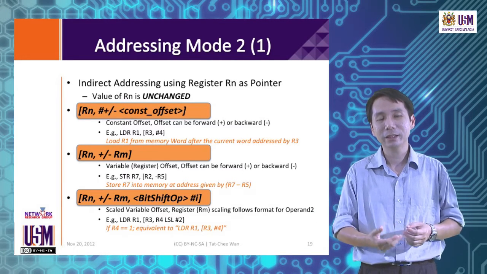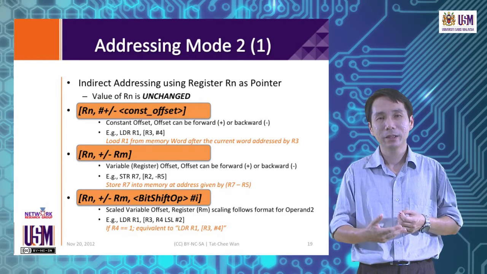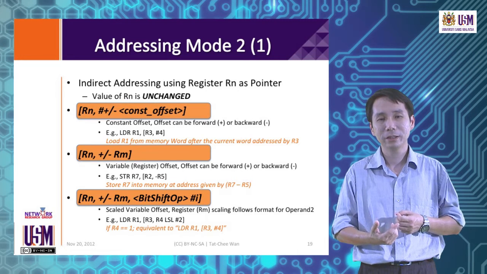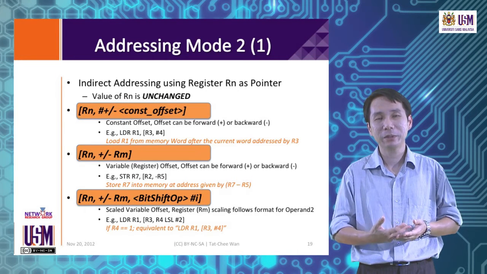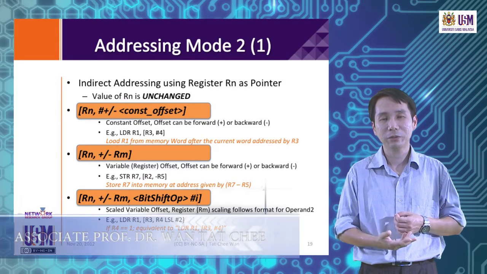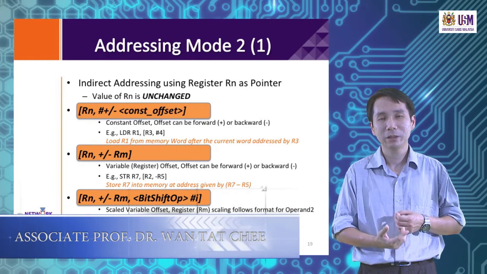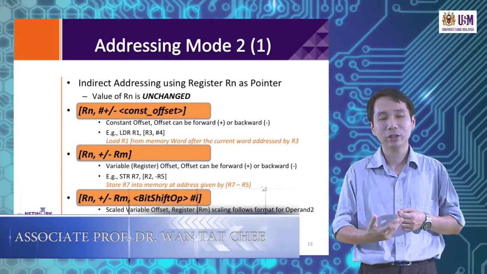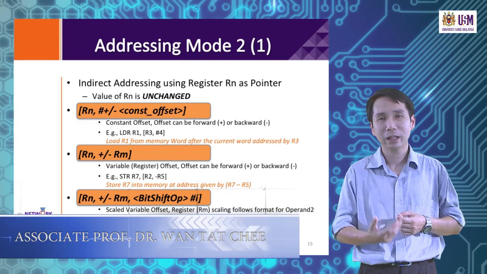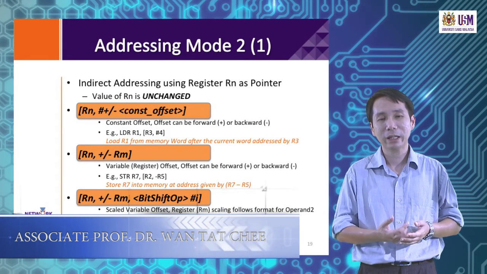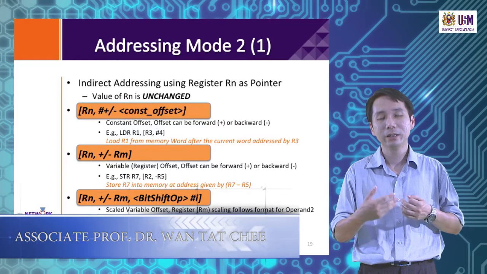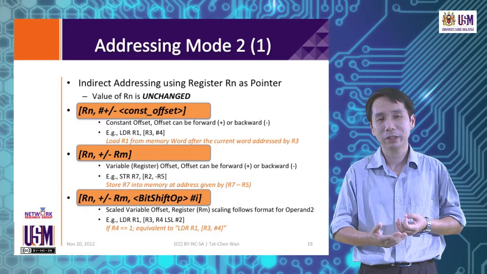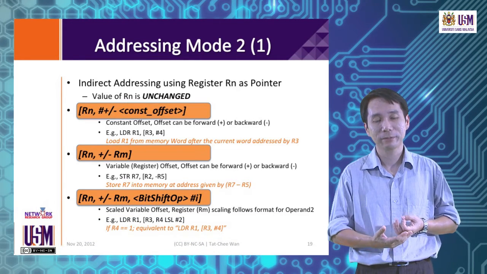The next format is Rn, comma, plus or minus, followed by Rm. This allows us to have a variable or register-based offset, and the offset can be either forward or backwards in memory from the current address pointer Rn. An example of this is STR R7, R2 minus R5. This will store R7 into memory at the address given by the value of R2 subtract the value of R5 to give us the actual address.